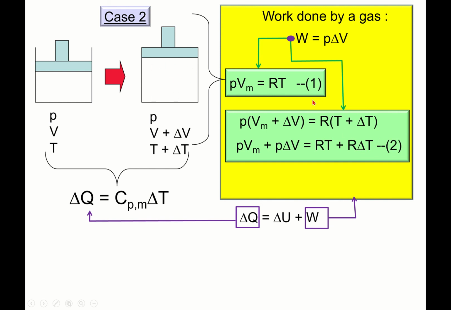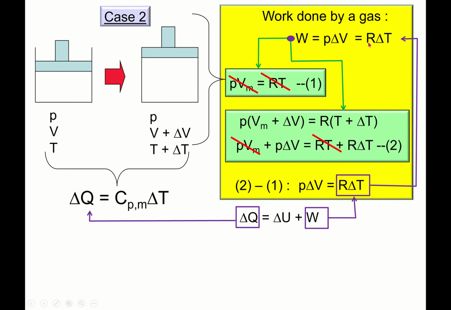So we have two equations here, and we use simultaneous equations to solve for the work done, P delta V. For equations 1 and 2, we can do 2 minus 1, or substitute 1 into 2. Let's use 2 minus 1. So PV can be cancelled out, and RT can also be cancelled out. We get P delta V equals R delta T, and this is the work done. So we get work done equals R delta T.